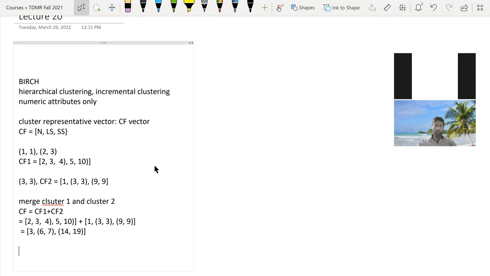So secondly, if you have a CF vector, you can always find the mean of the vector, meaning the centrally located point in the cluster. So how can you find the mean of, for example, this? So basically the mean point is basically LS divided by N. So in this case, we have 6 divided by 3 and 7 divided by 3. So we don't need to keep all the data points. We just need the CF. Once you have the CF, you can find the mean of the cluster. Okay. And of course, you can find other characteristics as well.